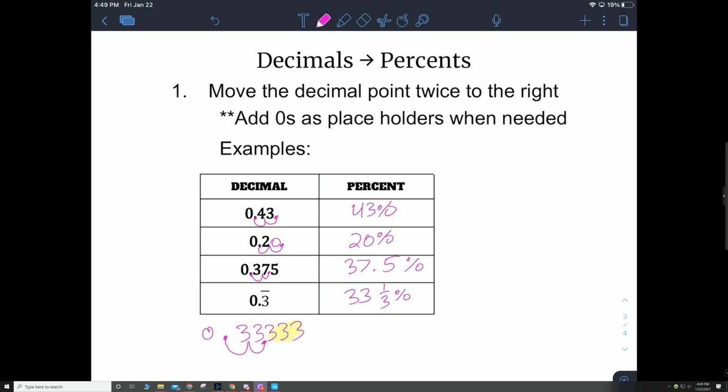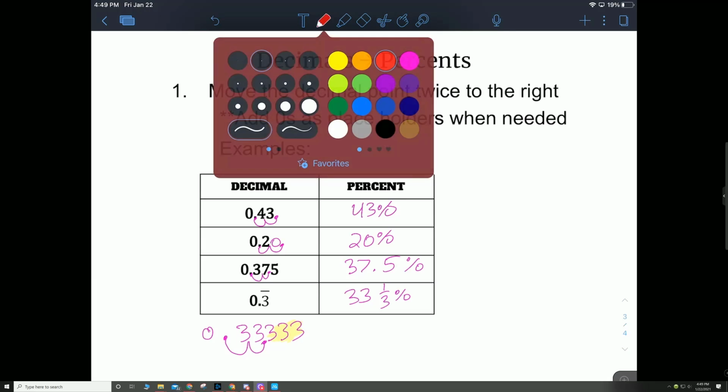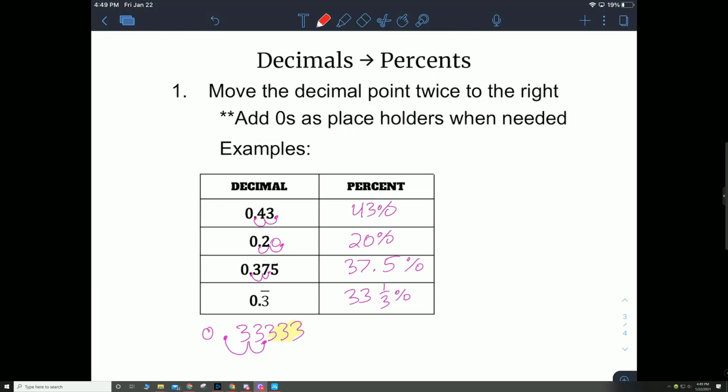Keep in mind that to go in reverse, of course, you just move the decimal point twice to the left. So if you have, for example, 43%, the decimal point is right here. All you have to do is move the decimal point over twice to the left, which would be 0.43, to get the decimal. So going from decimal to percent, you go to the right. Going from percent to decimal, you move the decimal point to the left 2 spaces. Okay?